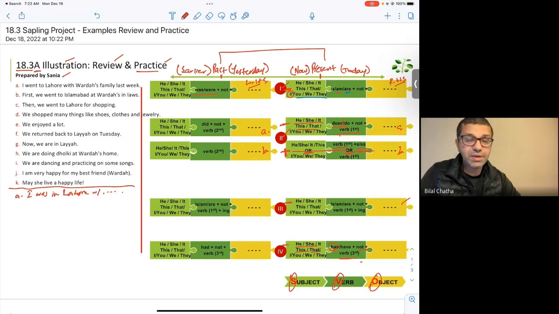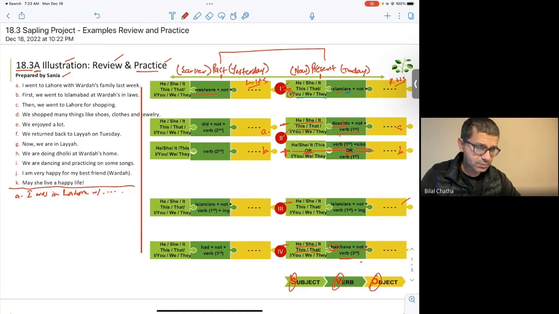So for example, if I say, the city where Warda studies is called Lahore. Okay, so let's move on to sentence B. First, we went to Islamabad at Warda's in-laws.